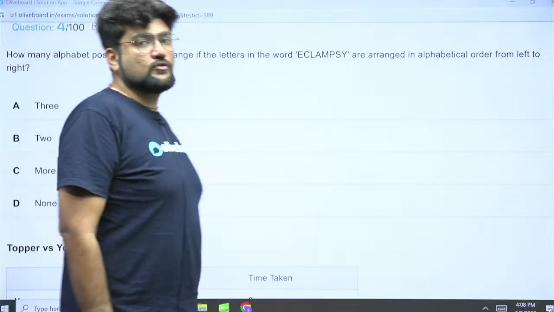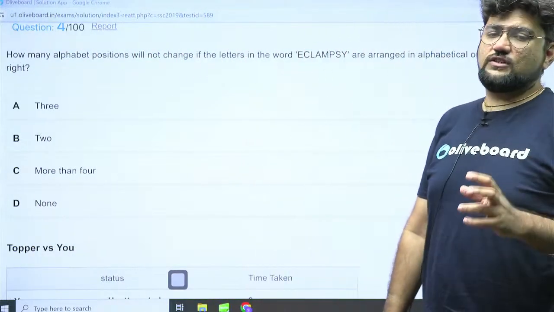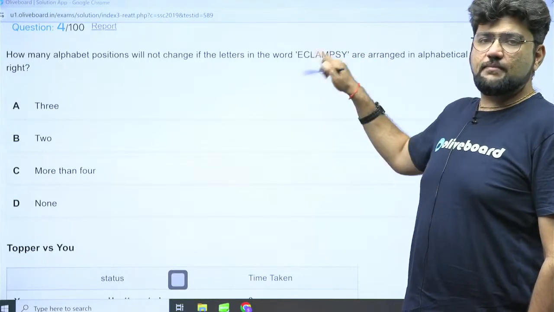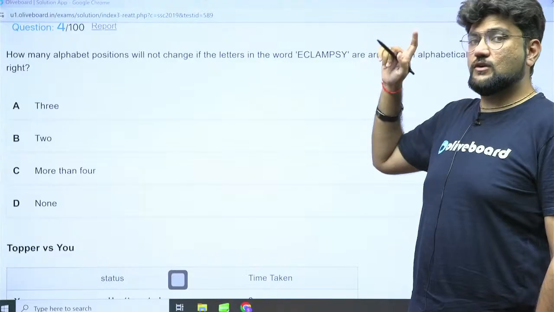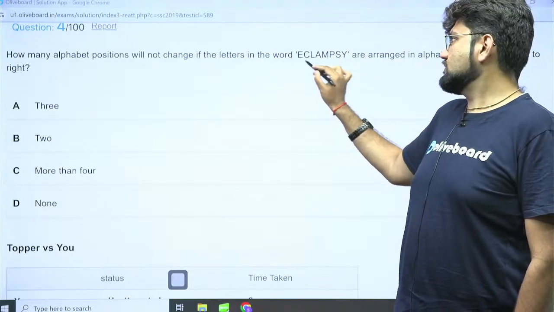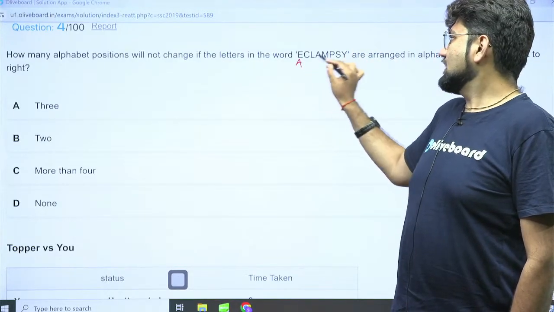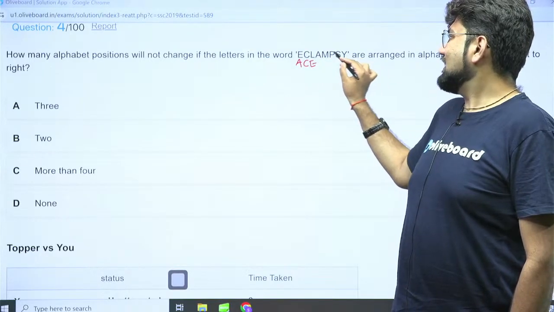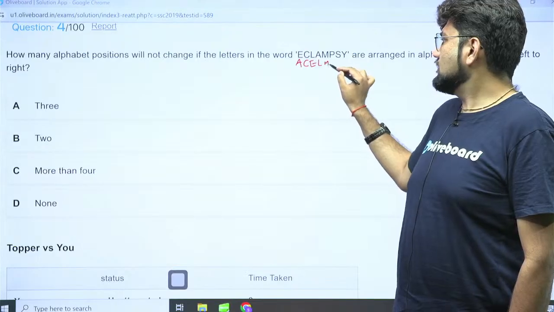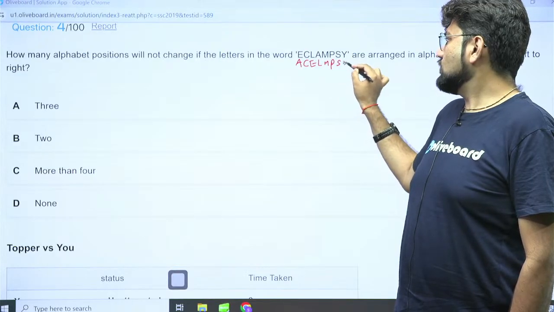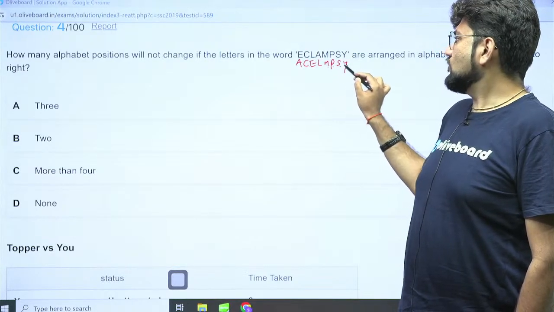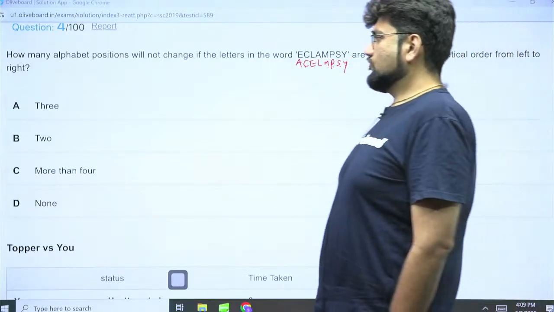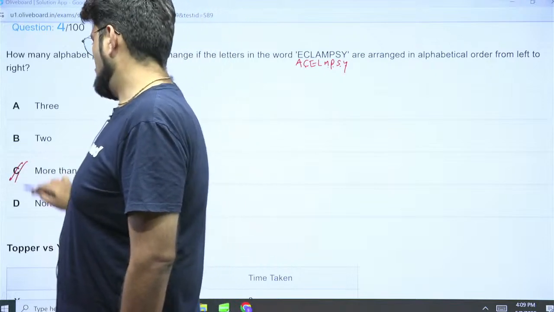So I have always told you, proceed with place values. See here, if you want, you can write them down also. That makes it easier, or you can do it mentally also. But don't look at letters. Look at their place values. So we start with 1. Next we have 3. Next we have 5. After that we'll have 12, 13, 16, 19, 25. So 1, 2, 3, 4, 5. That's it. So 5 letters, more than 4 will be the correct answer.